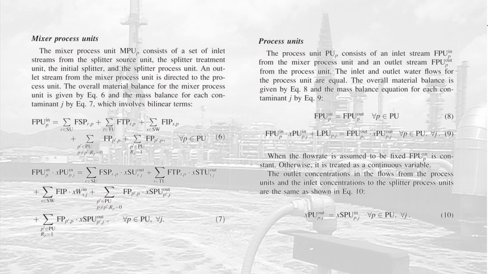Process units. The PUP process unit consists of an input current FPU and P, from the mixer process unit, and an FPU output from the process unit. The inlet and outlet water flow rates of the process unit are equal. The overall material and mass balance equations are included for each pollutant J.